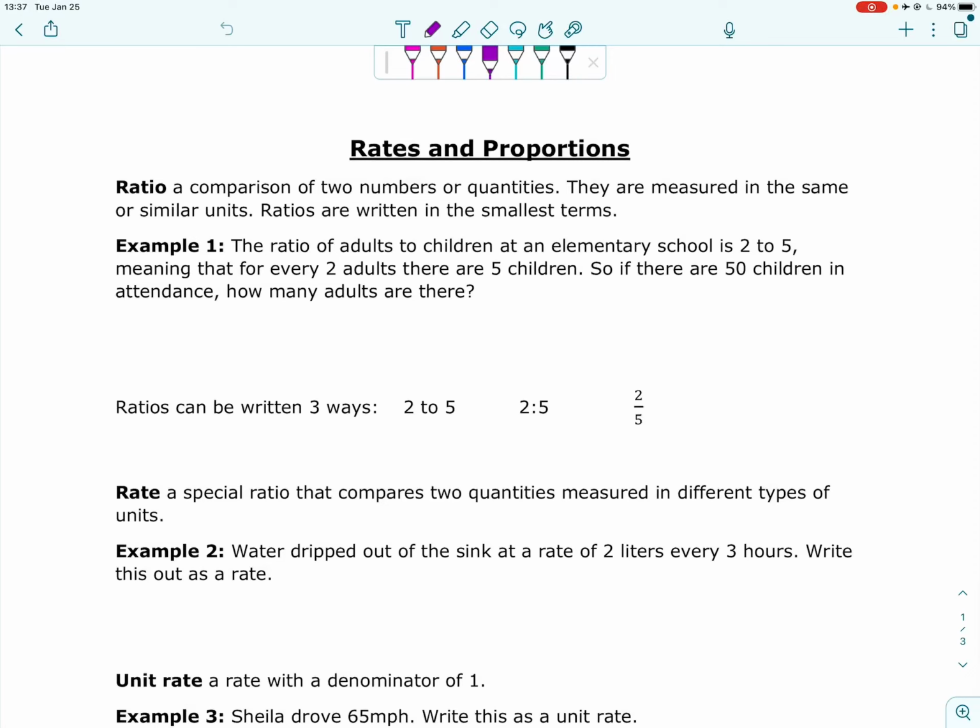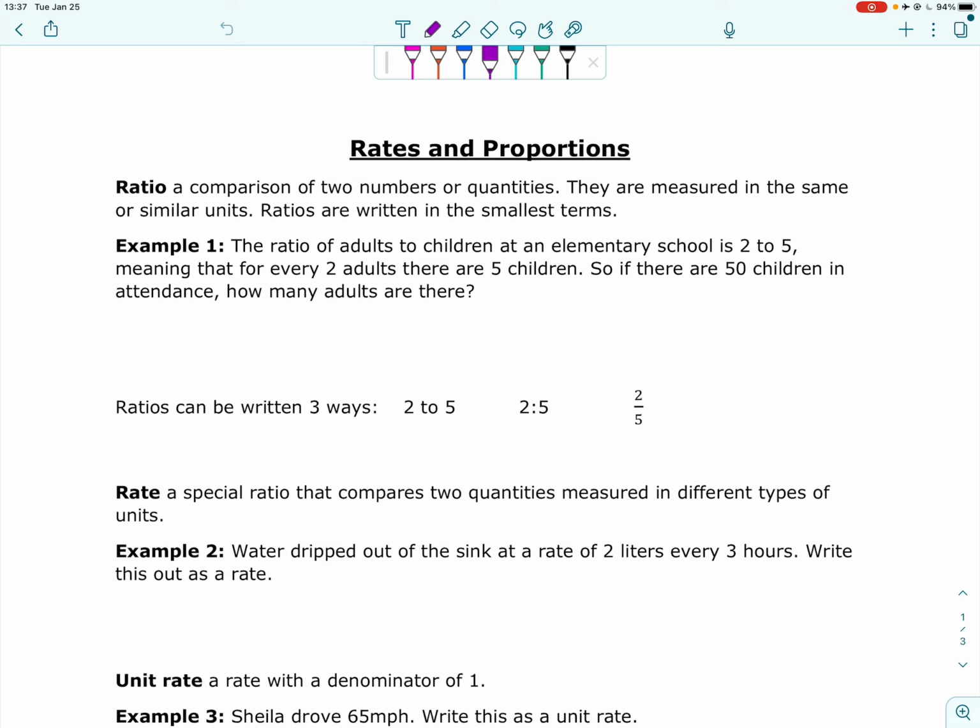All right, this section we're going to be looking at rates and proportions. So to start off, a ratio is a comparison of two numbers or quantities. With a ratio, they are measured in the same or similar units. Ratios are always written in the smallest terms.